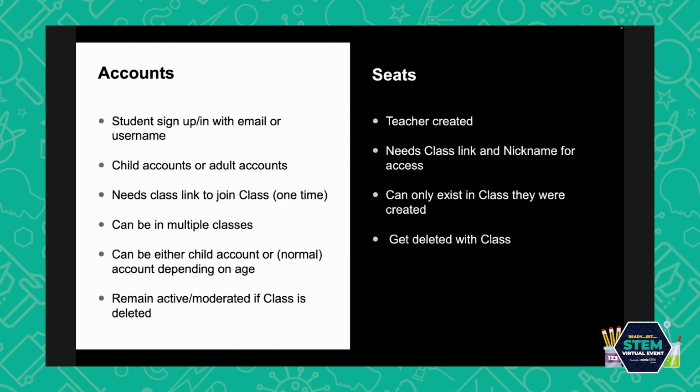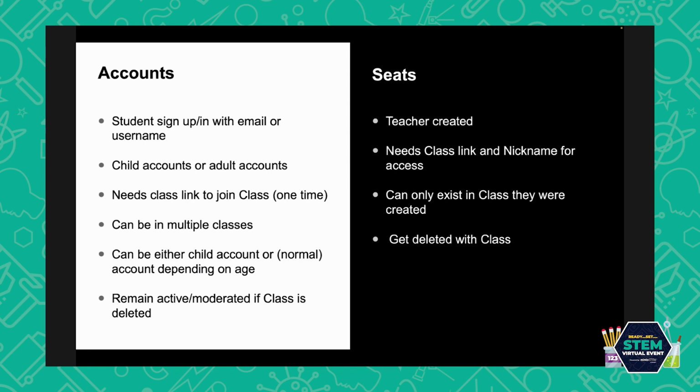The seat, what we just created there, student 1, can only exist in the class that I created. So it's kind of like a disposable account, if you will. It's very handy though, because it's just like, you need to get in, teacher, you have the power, create that nickname, and then you just give them the link and the nickname, and they're in. So it's a little more disposable, and you can kind of see how you might weigh the accounts over the seats. Accounts are a little more longer term solution.